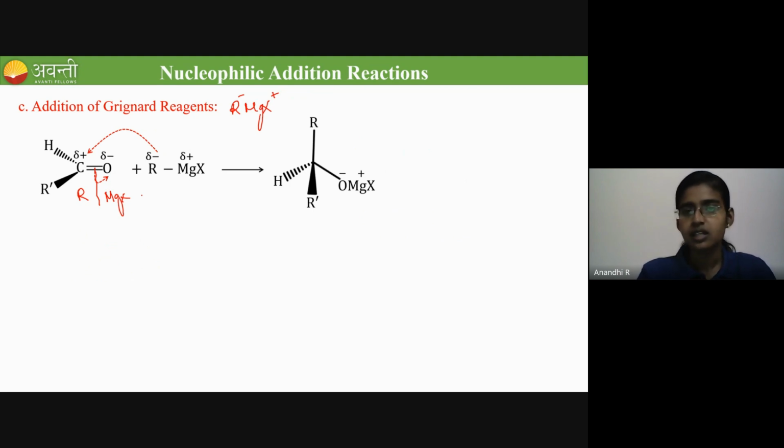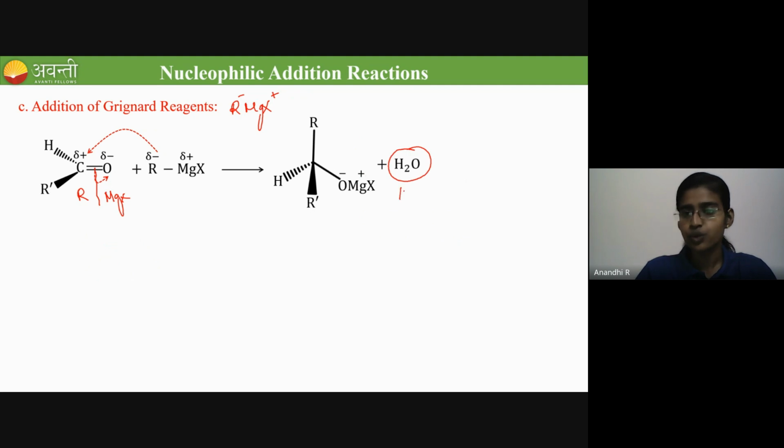Okay. And this is in ionic form, right? It has to be neutral. So to attain the neutral form, this tetrahedral intermediate undergoes hydrolysis. That is, it is going to react with the water. On reaction with water, it forms the neutral product. Let me tell you how it forms the neutral product.